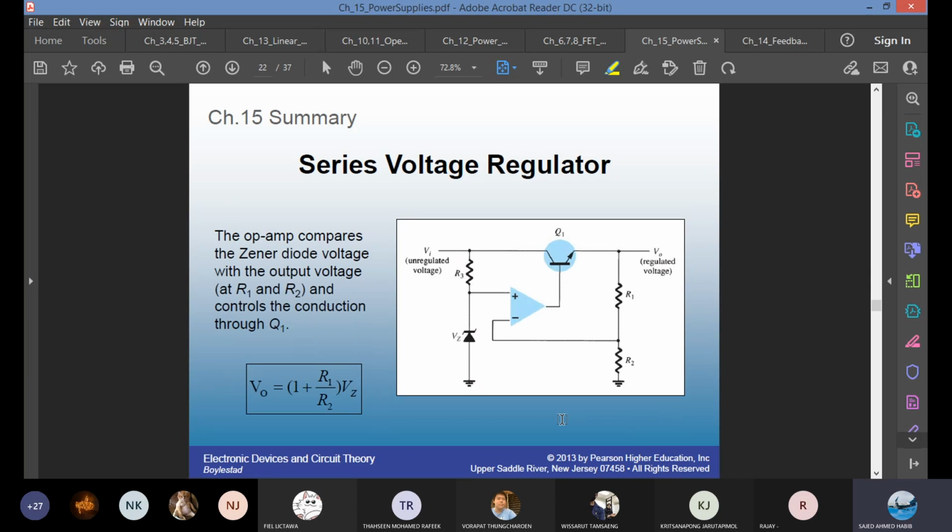We have voltage regulation using op-amp and BJT. This V out equation is derived using the voltage divider and the fact that V plus equals V minus for the op-amp. If you forget the equation or if it's not given, you can still derive it. On one side, you see V plus is Vz and V minus is V out R2 over R1 plus R2. That's voltage divider.